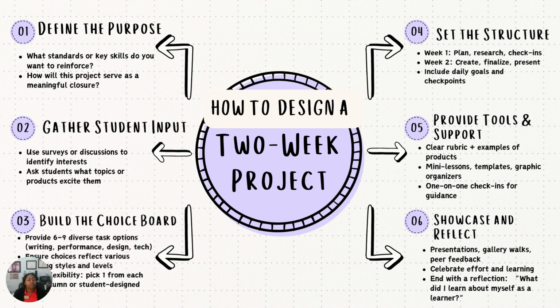Then from there, you can really build the choice board. Provide about 6 to 9 diverse tasks and options. You want to hone in on writing as a project, performance, design, and something with a technical piece, something with technology, that will help them have a multitude of options that they can choose from. Also, that's going to pull on their learning styles because they can choose what works best for them.